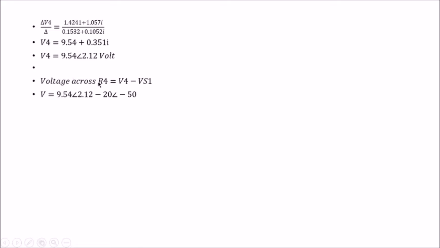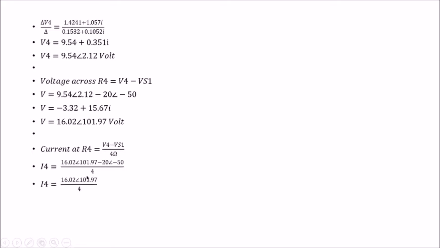In order to find the voltage across R4, V4 is minus the voltage source 1, and this is the answer. In order to find the current at R4, V4 minus voltage source 1 is divided by 4 ohm. This is the final answer for the current at R4.